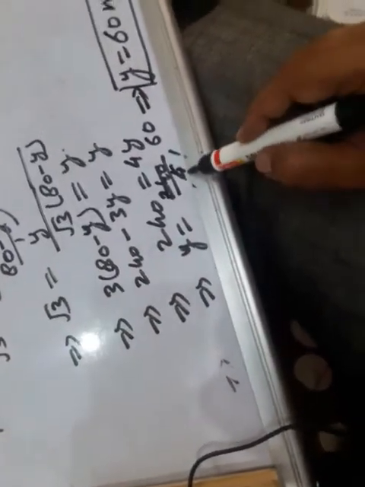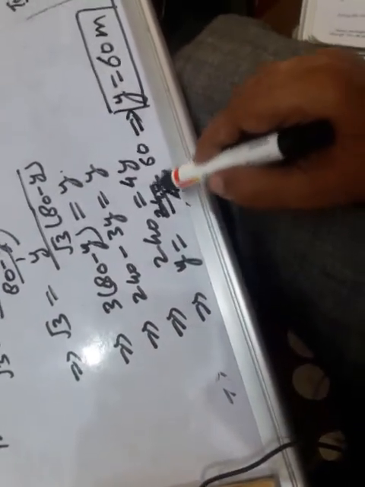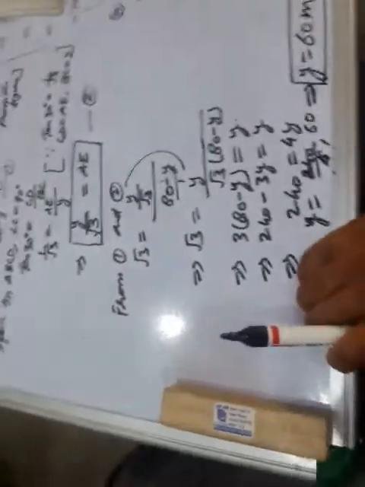This is 240 upon 4. 4 ones are 4, 4 sixes are 24, and 4 zeros. y equal to 60 meter. Okay, children? Now, what is y? y is nothing but the distance BC.